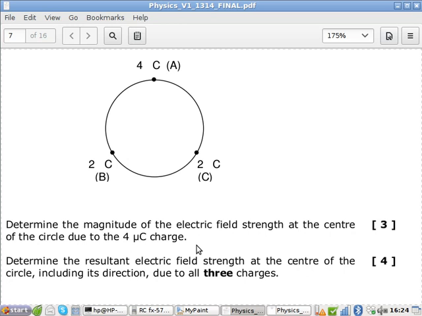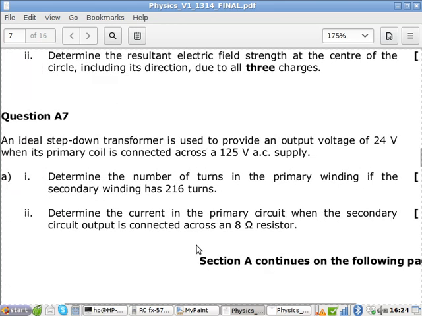But I will tell you this, that is the hardest Section A fields question I've ever seen. That's true. I haven't seen a fields question in Section A as hard as that before. It'd be more like a Section B question, actually.